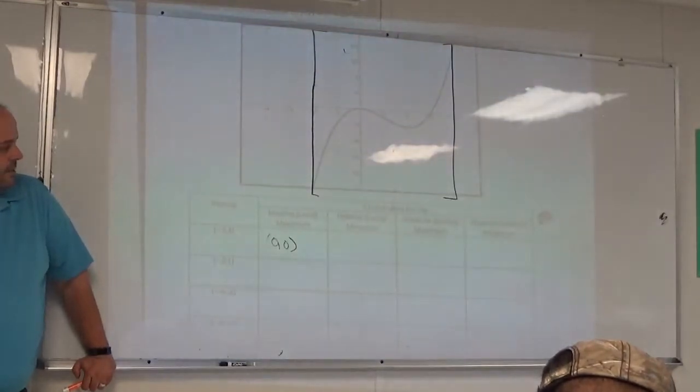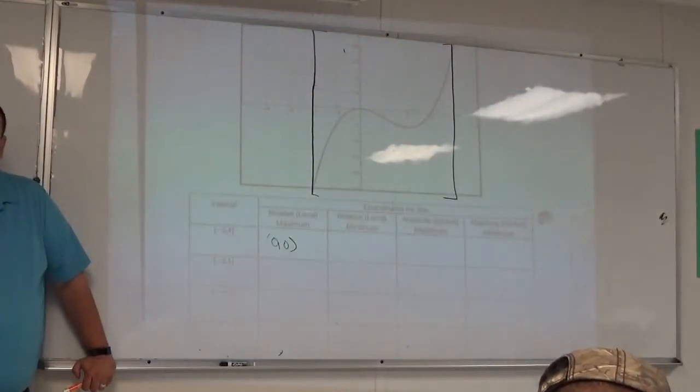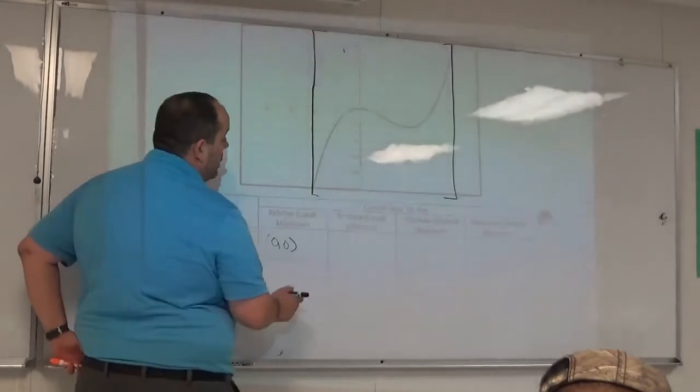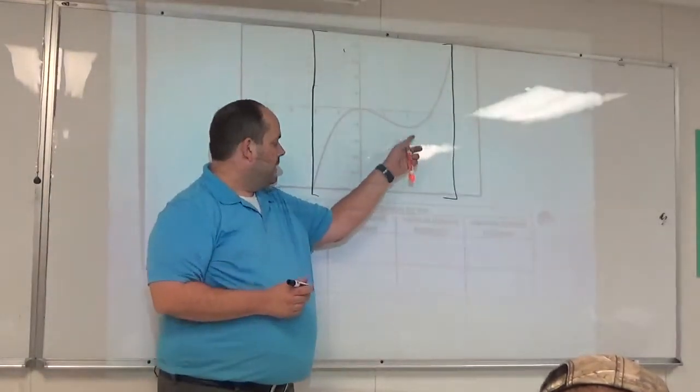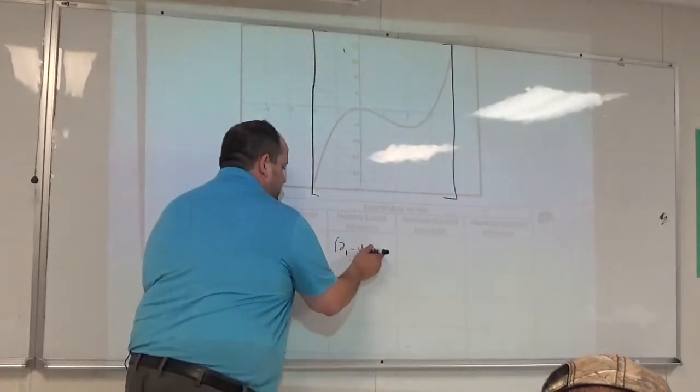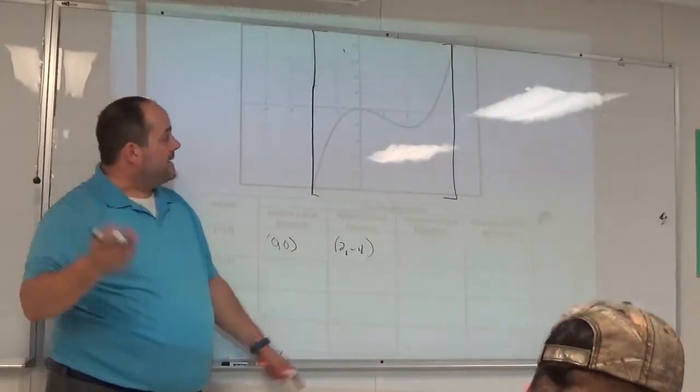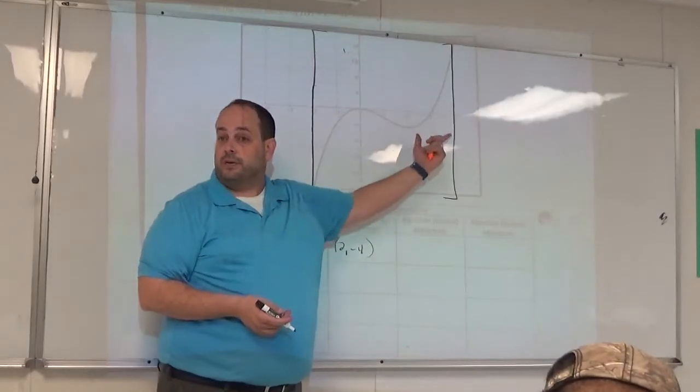Okay, Jose P in the back. Relative min? Is it 2 and -4? Okay, 2, -4. Is everybody okay with that being the relative min? Yes. Right, because that's where the graph changes from decreasing to increasing.